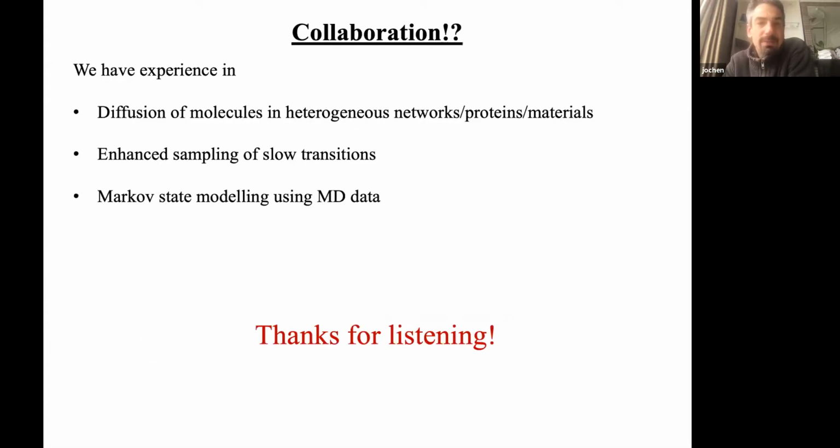Our expertise here is diffusion of molecules generally in heterogeneous networks. It doesn't have to be a protein, it can also be, let's say, a material or some other network. We have expertise with enhanced sampling methods, especially for slow transitions, and generally with Markov state modeling using MD data. And that's it. I hope it was not too long. Thanks for listening.